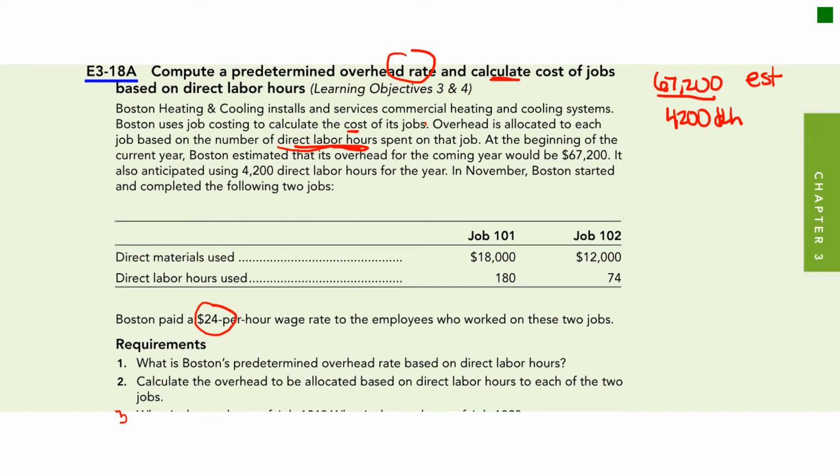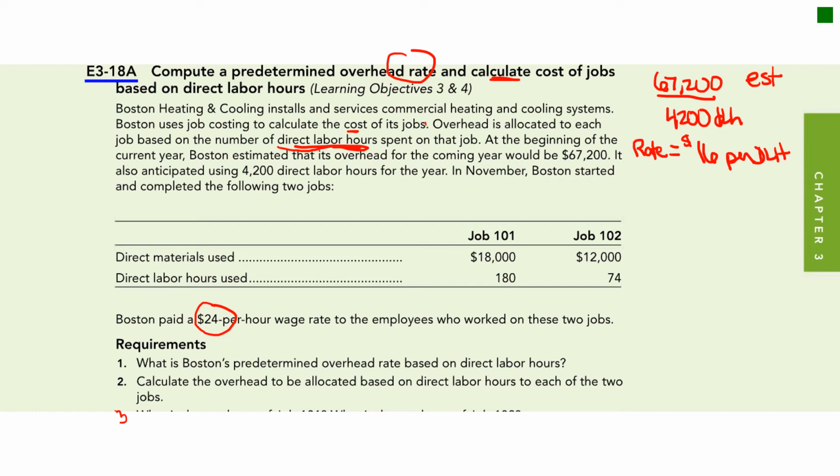So first of all, we want to get the overhead rate, which I just kind of already wrote here at the top. So 67,200 divided by 4,200 gives us a total of $16 per direct labor hour. That would be part 1.